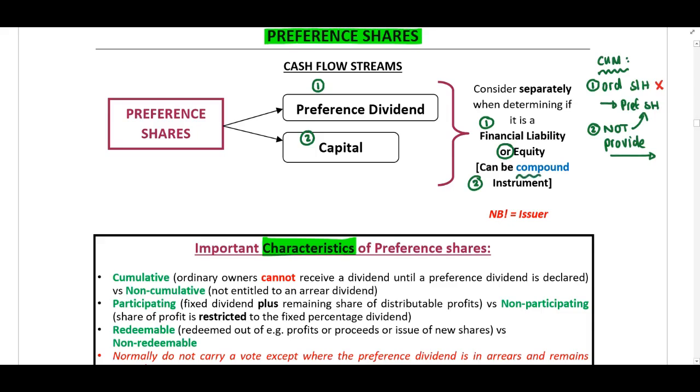Now, what does this mean? It can have a portion that is a liability and it can have a portion that is equity. Therefore, this is either option 1, a financial liability or equity, or option 2, a compound financial instrument.